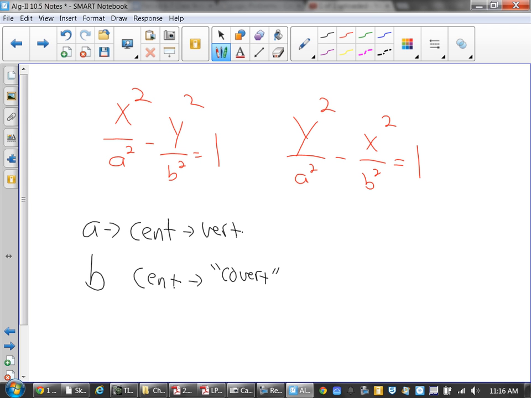In a hyperbola, it's not technically called a co-vertex. To be honest with you, I don't remember what it's called. I just call it co-vertex because it has the B value. And then the C value is still the distance from the center to focus.